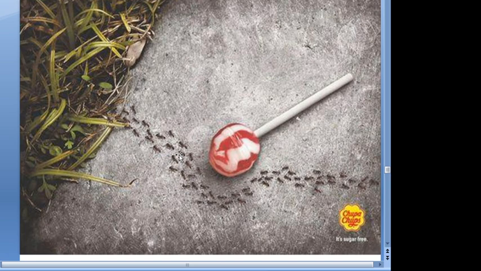They want to say to audiences or viewers that this product is sugar free, and they used themes and pictures that reflect this fact.